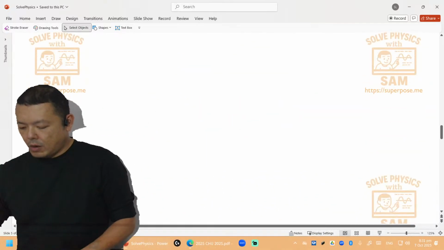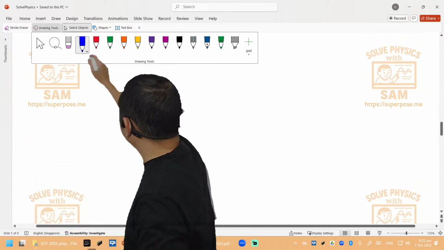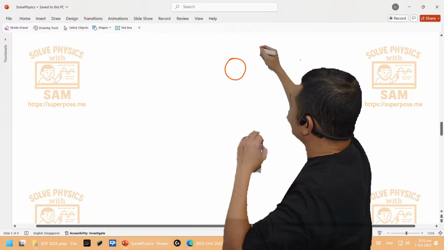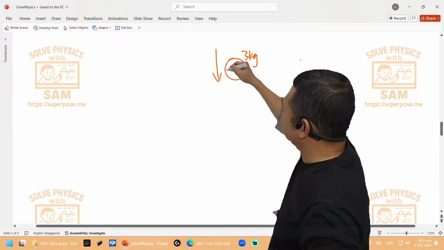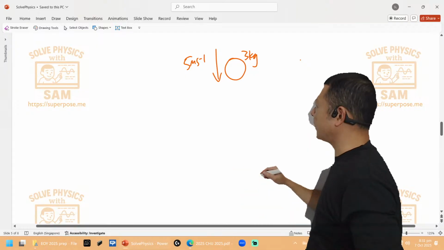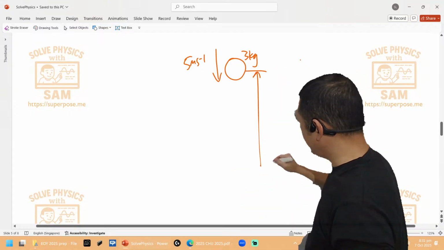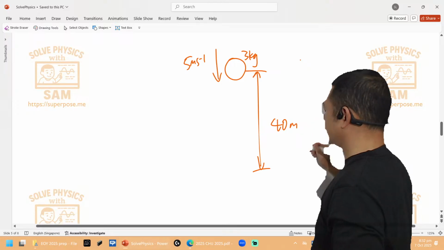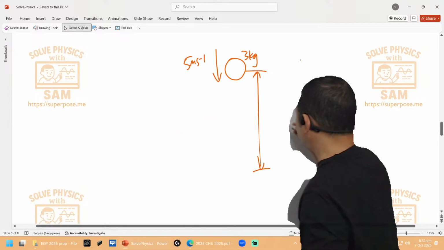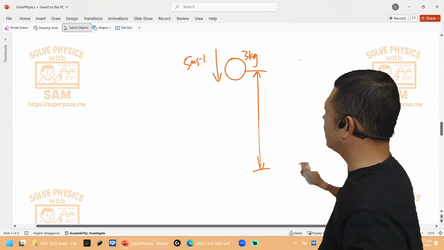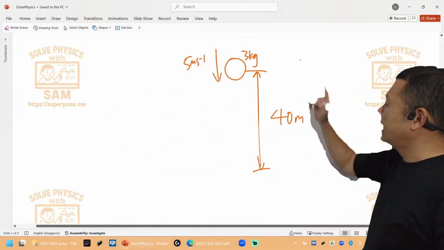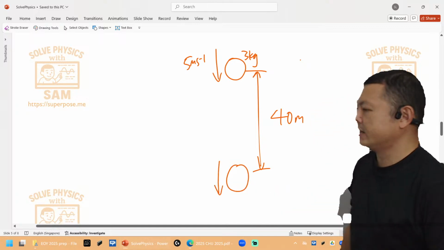Okay, hang on, stop. One more scenario. I hope the rest of you are also paying attention. This one is also pertaining to you. I have a 3 kg ball. Right now the speed is 5 meters per second. It will fall for another 40 meters. So I tell you that it falls for another 40 meters. Then I ask you, what is the speed of the ball here?